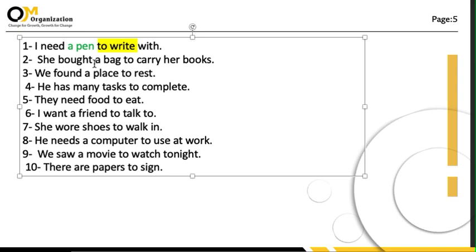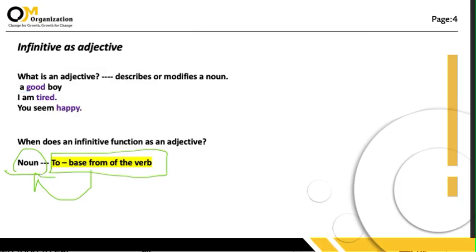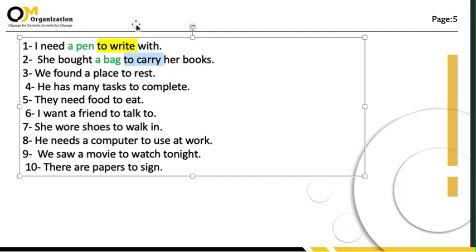Then we have, she bought a bag. If you see a bag here, what is a bag? A bag is a noun, right? I gave you this structure here. So here we have to carry. To carry is clearly our infinitive. It describes the noun when it functions as an adjective. We have a place. A place, what is it? It's again a noun, right? And to rest is our infinitive adjective.